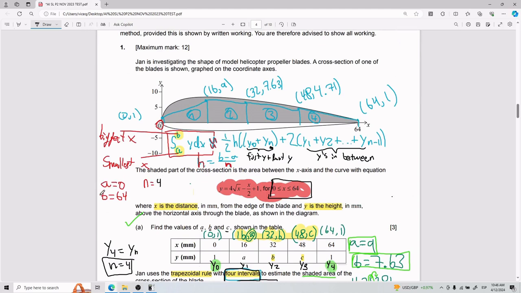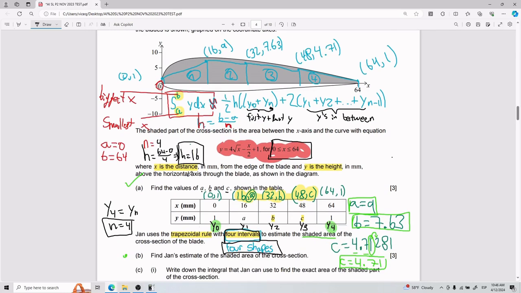So if a is 0, if b is 64, and n is 4, that means that h is 64 minus 0 divided by 4, which means that h is 16. All right, so this is the first and maybe hardest part, understanding the amount of n's. See? Remember, I think this is the hard part. The first y is technically y0, okay? Keep that in mind. And your last y is yn. And then your other parentheses is going to be all the y's in between.